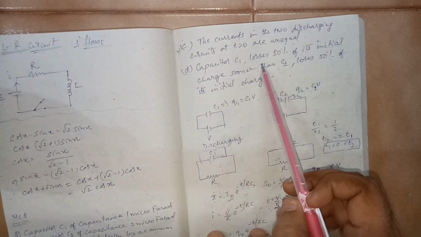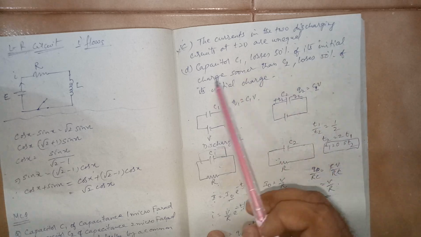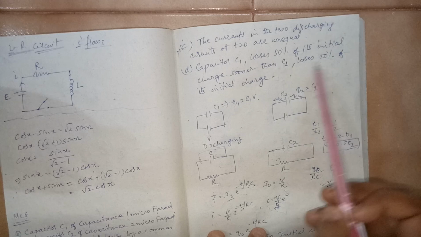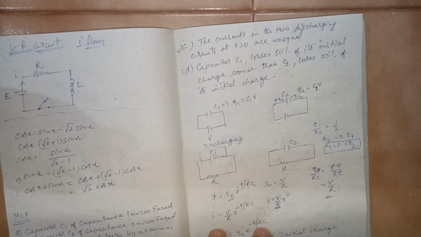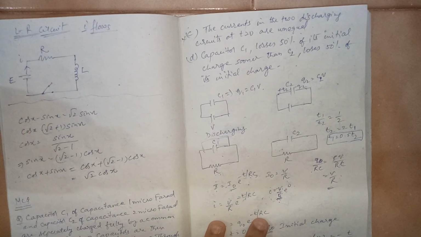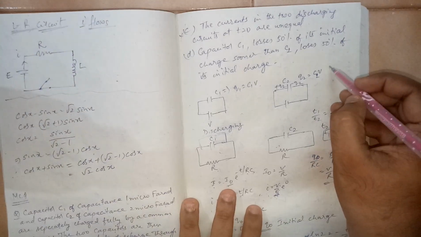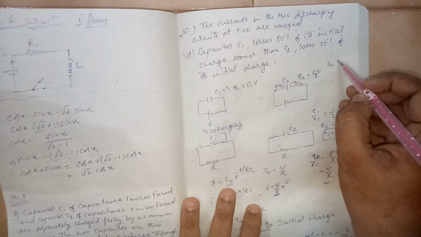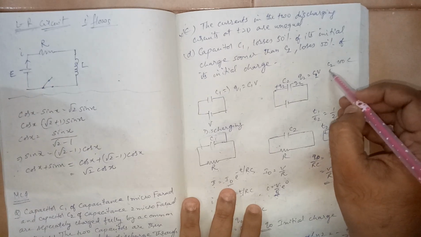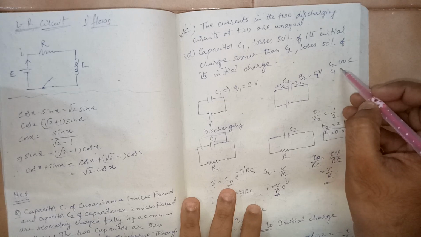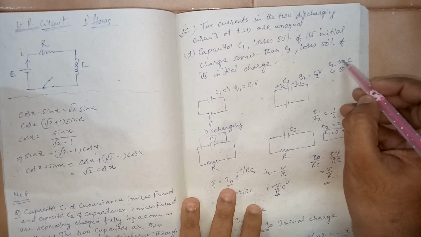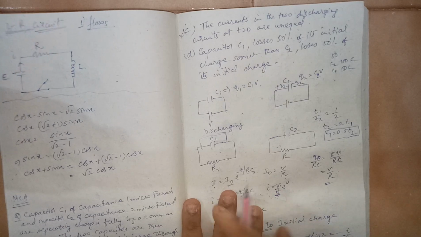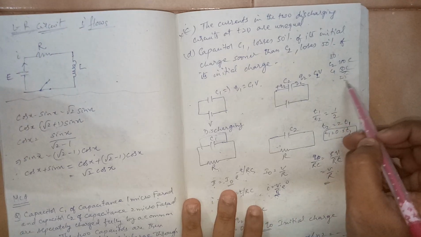Let us move to the fourth question. Capacitor C1 loses 50% of its initial charge sooner than C2. So the meaning of this statement is, let us say C2 is having some charge. We don't know the value, say 100 coulombs, and C1 might be having some charge, 50 coulombs. This 100 will become 50 in some time, and this also will become 25 in some time.